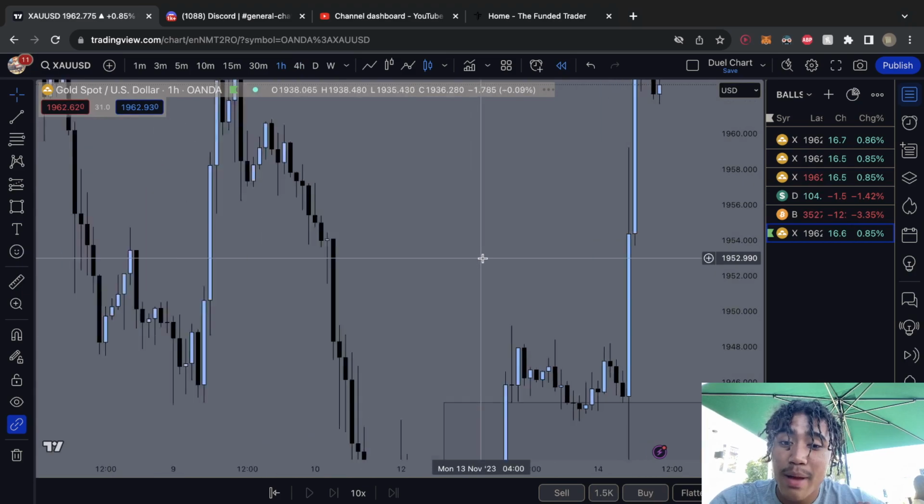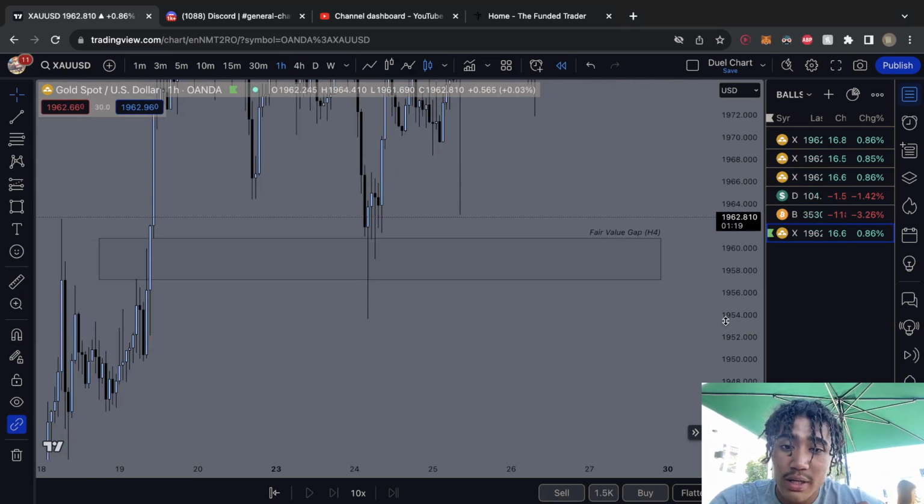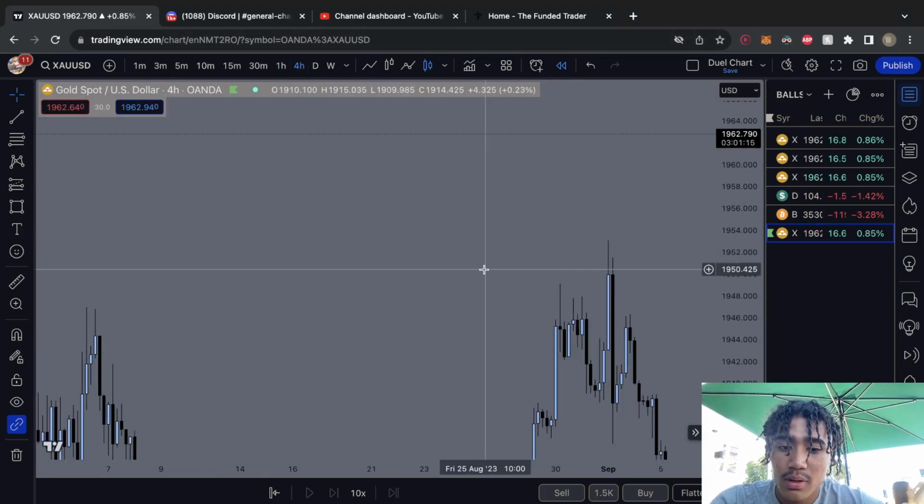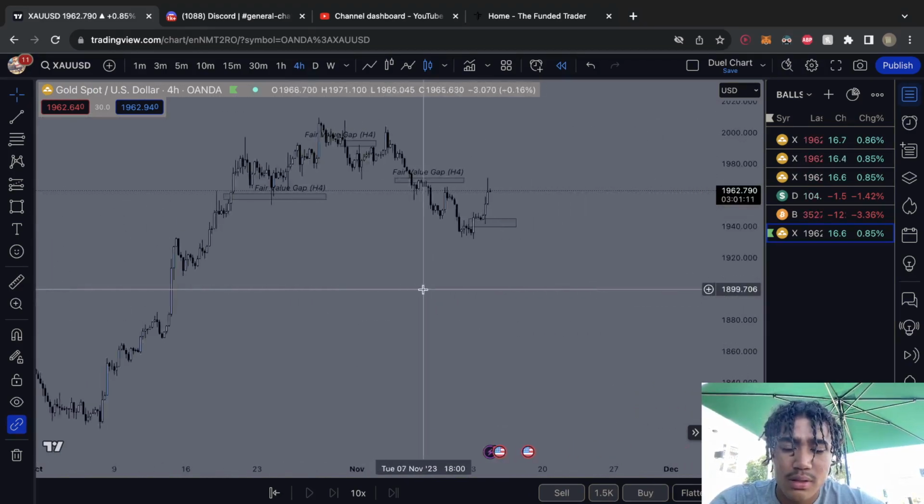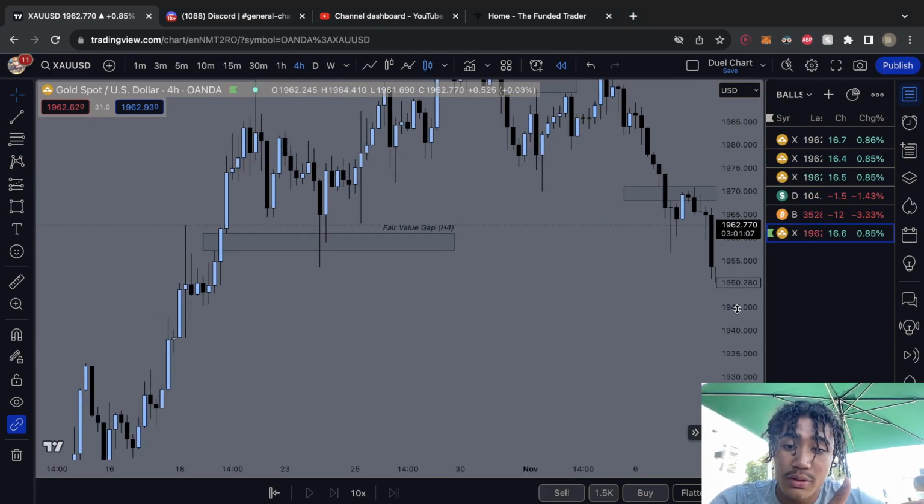But if it wicks past it, like a good example, something like this, and rejects, because remember, wicks stand for rejection. This is on a 4-hour time frame. I can't find this. Where is this? I lost it. Right here. This is still valid, okay? So I want you to understand that.